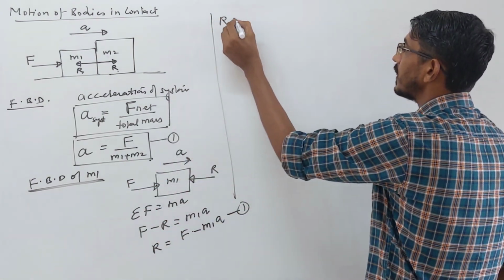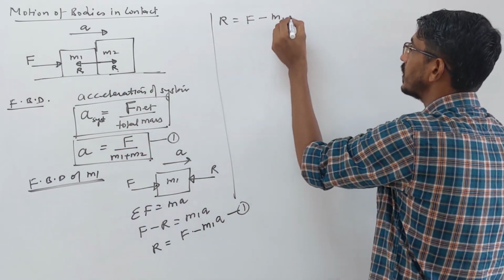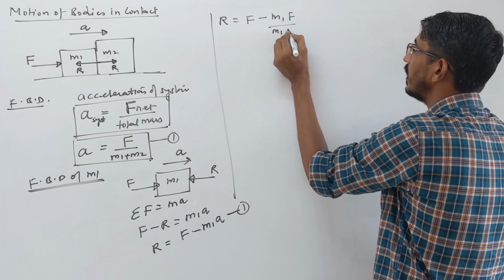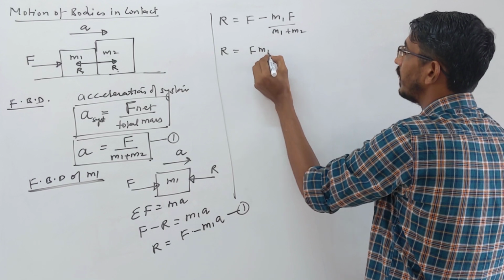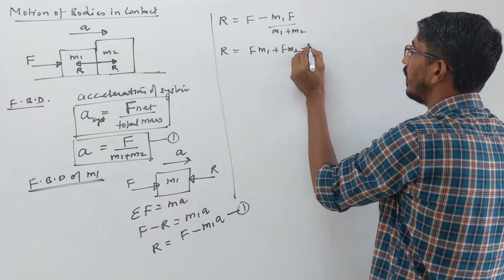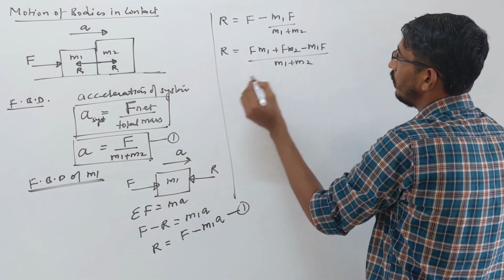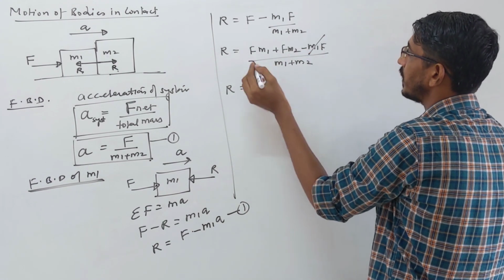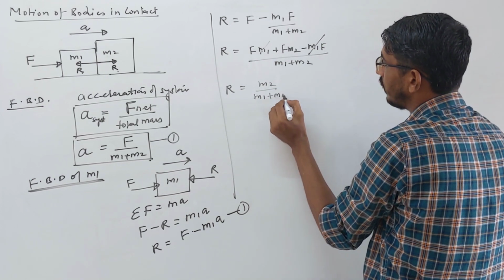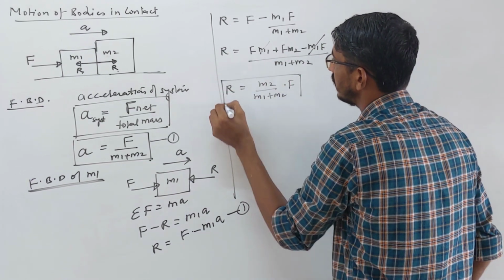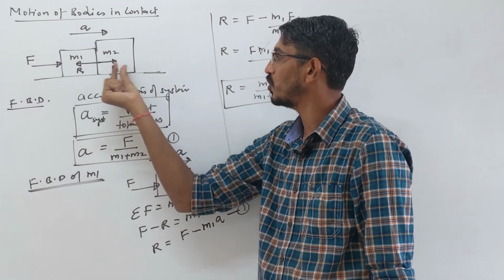So R is equal to F minus M1 into A. A is here, which is F upon M1 plus M2. When we solve this, you get F into M1 plus F into M2 minus M1 into F by M1 plus M2, and this term gets cancelled. So we get M2 upon M1 plus M2 into F. This is the reaction between the two surfaces, these two bodies.